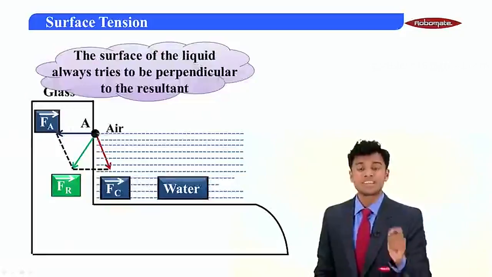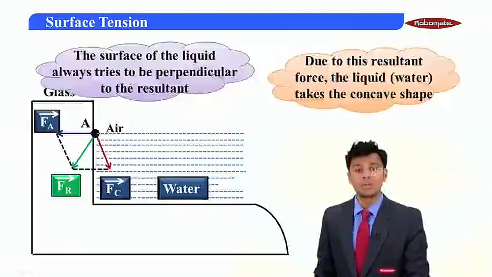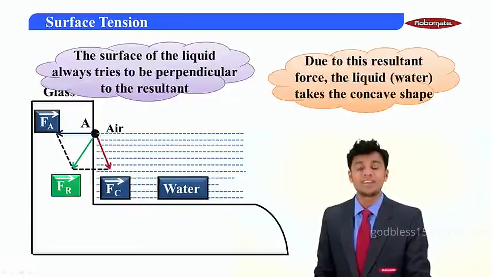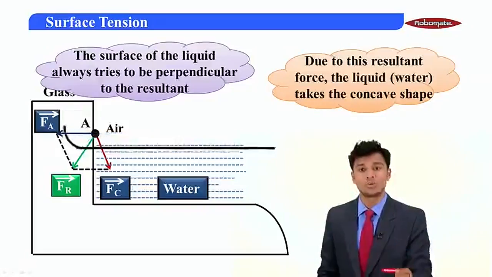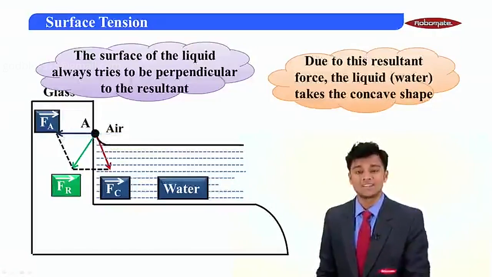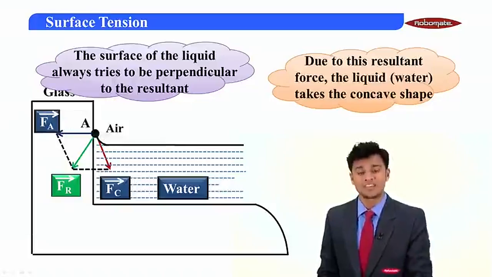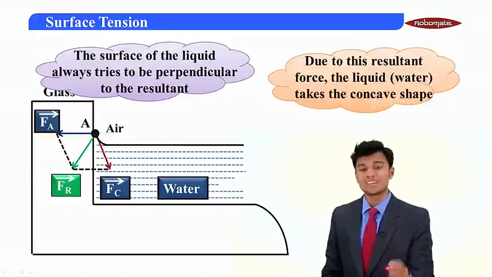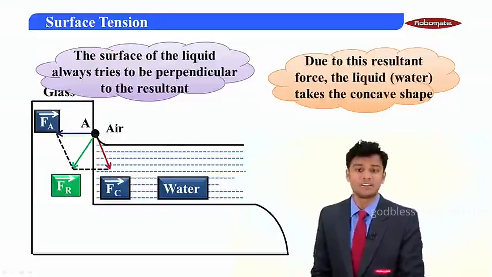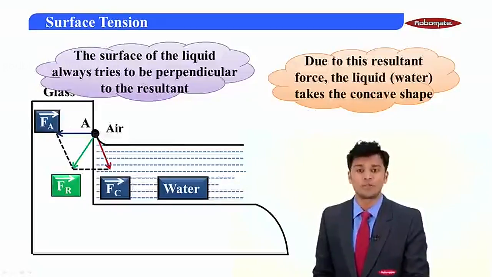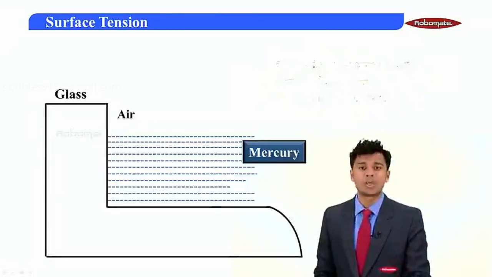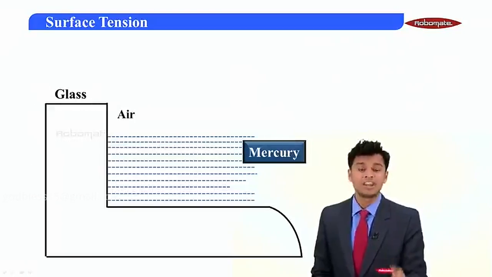Now class, we know that the surface of the liquid always tries to be perpendicular to the resultant, and in order to be perpendicular to the resultant, the liquid takes a concave shape, something as shown. If you look at the meniscus, that is, the bent portion of the liquid, that bent portion is perpendicular to Fr bar, and hence I always say that the surface of the liquid always tries to be perpendicular to the resultant. In this case, the liquid I considered was water, and I see a concave upward meniscus.